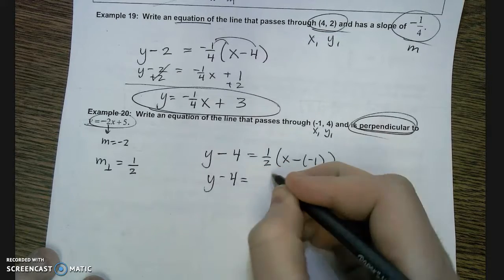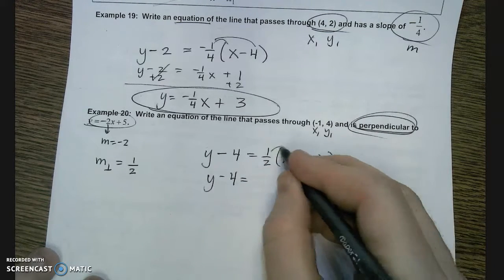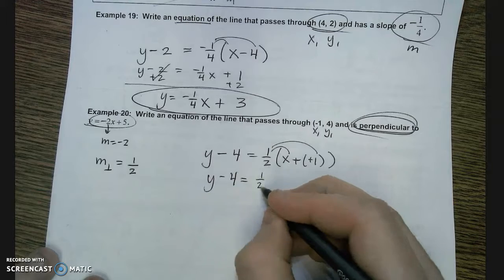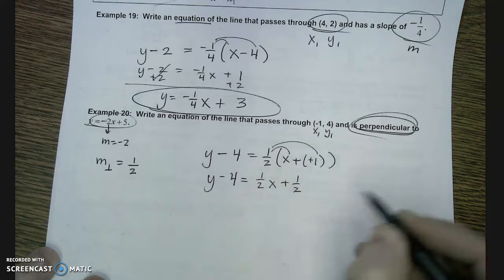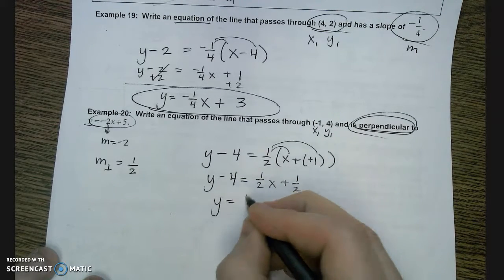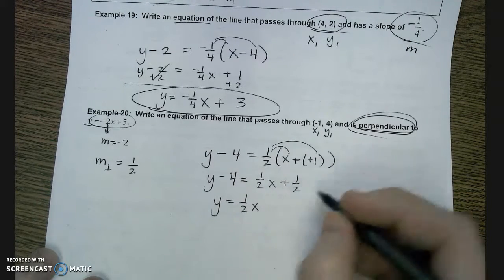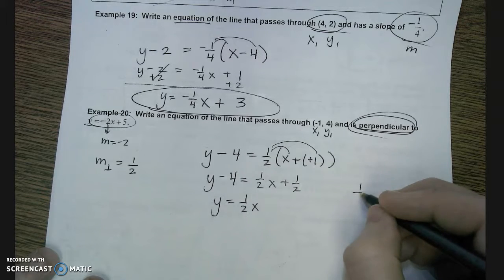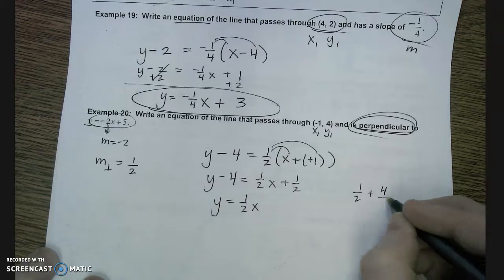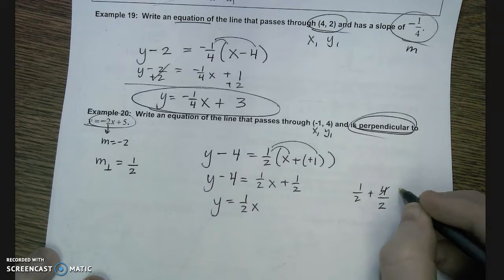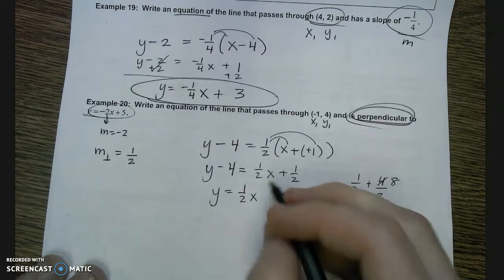And then let's get y by itself. That's going to change to positive, distribute your 1/2, and then we're going to add 4 to the other side. So if I add 4 to 1/2, we're going to need a common denominator there. So if I put a 2 on the bottom and a 2 on the top, that's going to be 9/2.